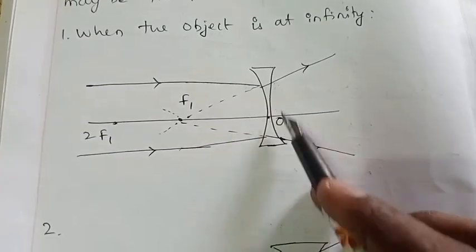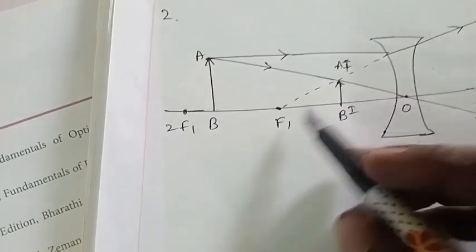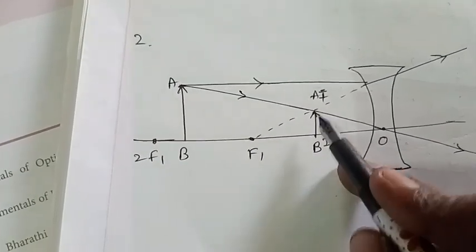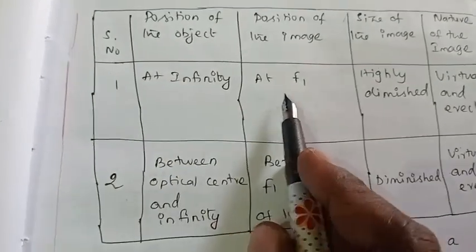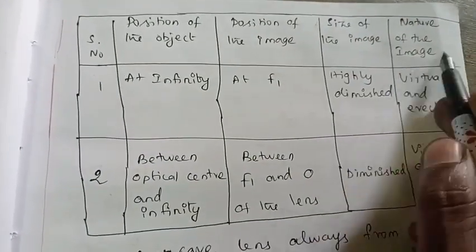Size of the image is highly diminished. Nature of the image is virtual and erect. So the position of the object is at the optical center and infinity, that is, the image is formed between F1 and O. At infinity, the position of the image is F1, size of the image is highly diminished, nature of the image is virtual and erect.